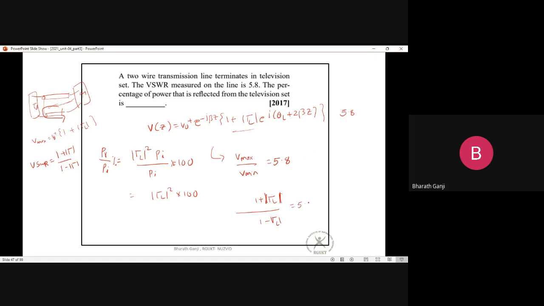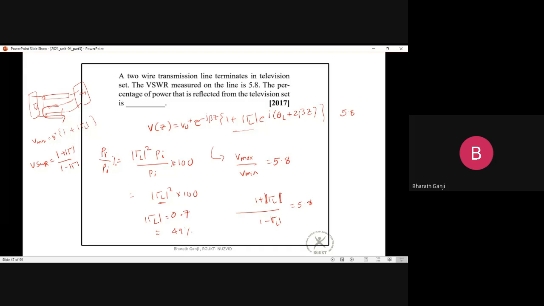But if I make this 5.8, can someone tell me what will be the magnitude of the reflection coefficient? 0.7. Very good. It comes to 0.7. So the answer is 0.7. If you substitute 0.7 squared and multiply with 100, you basically get 49%. So this is how you solve the question, even though it is an easy one.